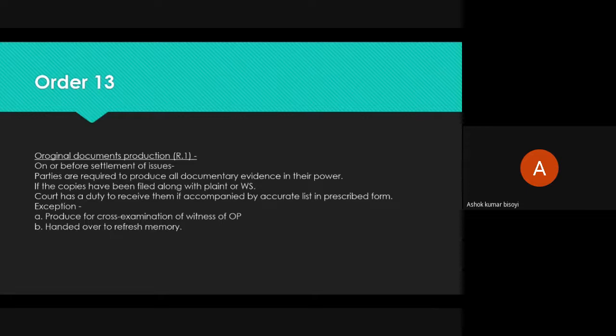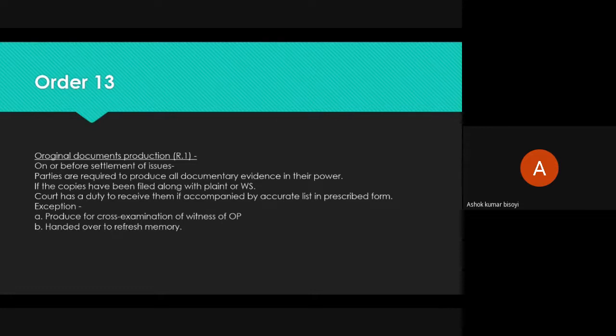Suppose a witness of the opposite party comes, and during his examination he gives some statement, and to cross examine him you are showing him a document. Suppose in examination the witness says, no, I have not entered into any such sale deed, or I never made any such sale deed. So in that case you show that sale deed and ask, who made this sale deed, didn't you make it? So in that case, to cross examine the witness of the opposite party you can very well produce a document even after settlement of issues.